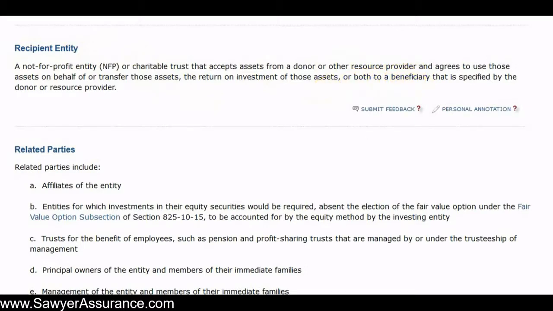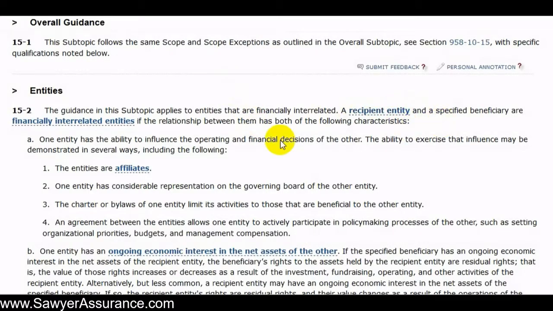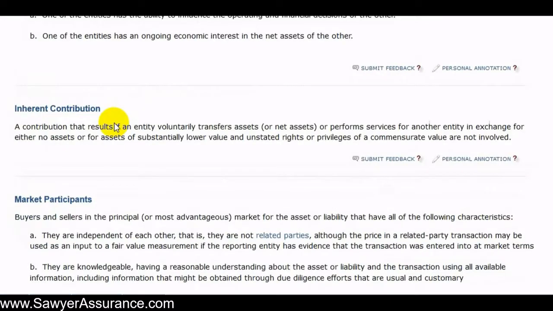So let's go back to the scope section now that we have an understanding of what a recipient entity is. So basically this recipient entity is just a pass-through of the funds to the specified beneficiary. And so this recipient entity and the specified beneficiary are financially interrelated if they have the following characteristics. So let's look at this definition here for financially interrelated entities.